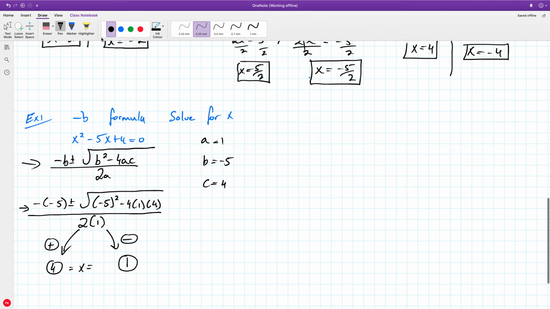Right, have a go at this one. Last question of the day, I'd say. We're nearly there, guys. Nearly there. 5x squared plus 7x minus 6 is equal to 0. Solve for x.